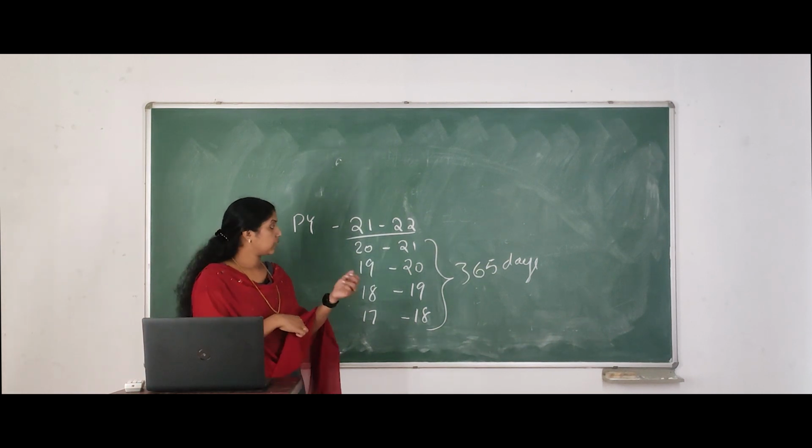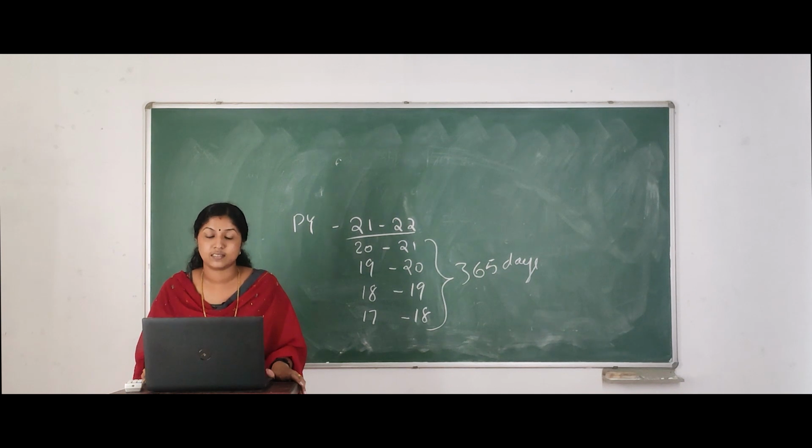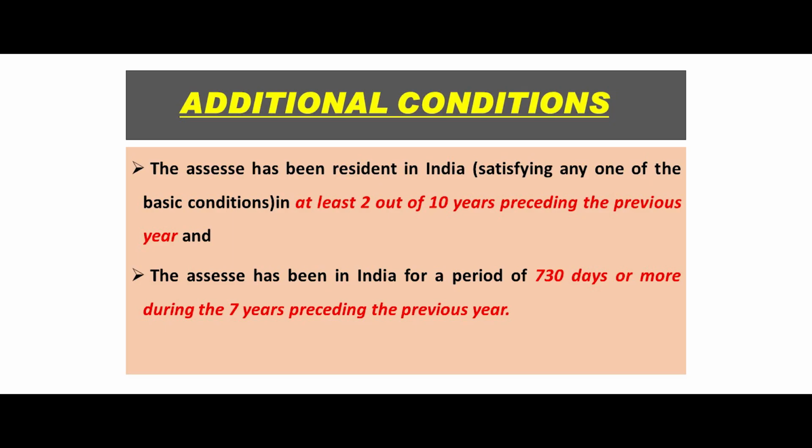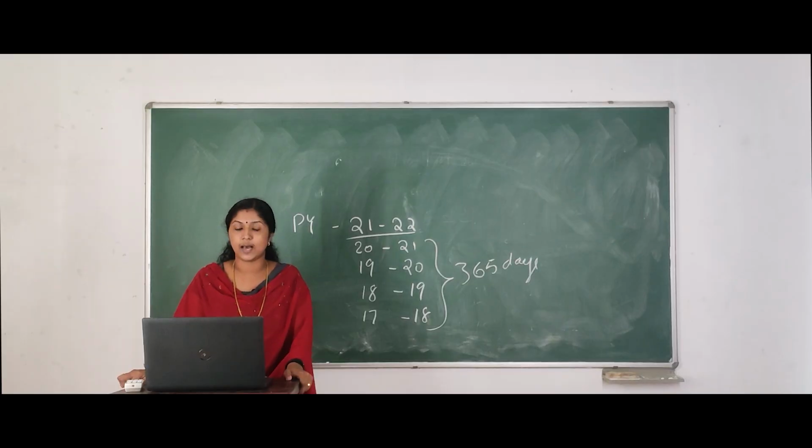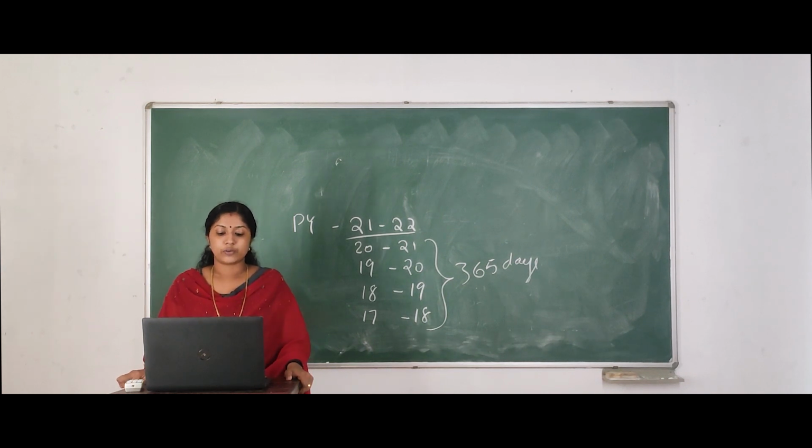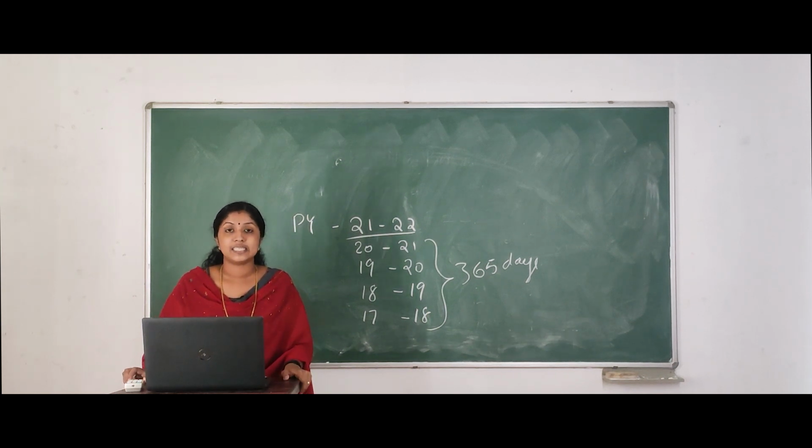Then we can move to the additional conditions. There are 2 additional conditions. The first additional condition is that the assessee has been resident in India in at least 2 out of 10 years preceding the previous year. Once again, the assessee has been resident in India in at least 2 out of 10 years preceding the previous year.